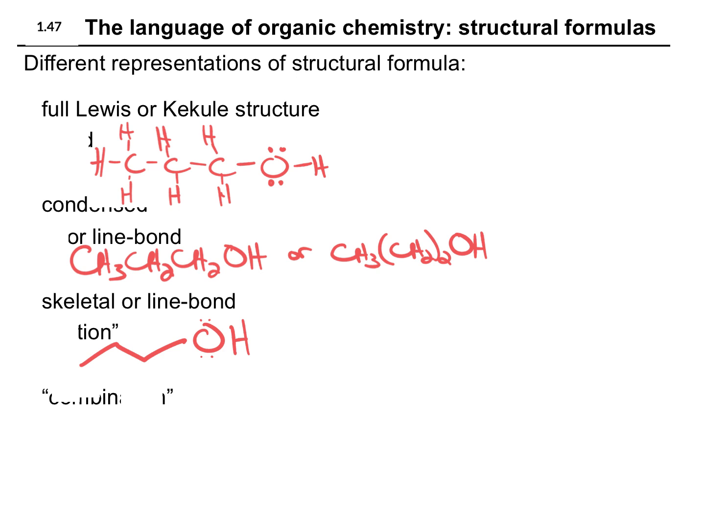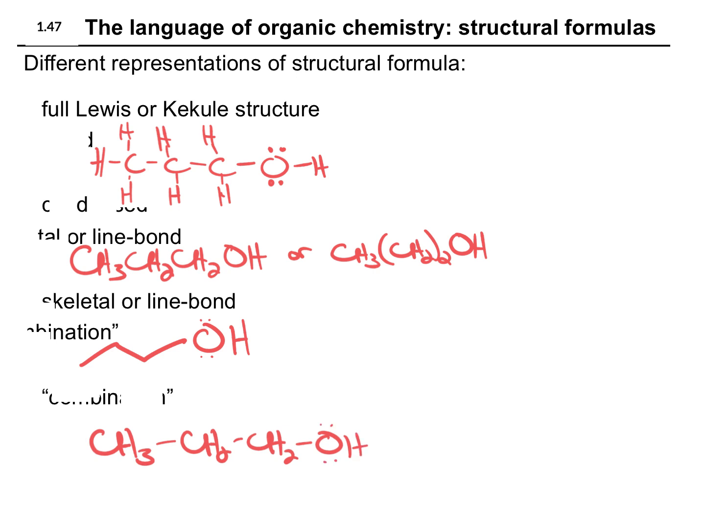Now, another option is kind of a combination. It's somewhere between a condensed and a skeletal structure. In general, I like to use the combination structures. I think of them as kind of a blend between a condensed and a skeletal, but they have more detail than either one of these, but they're less cumbersome to draw than the full Lewis structure. So for this compound, the combination formula would look like this. We have our CH3 connected by a single bond to CH2, single bond to CH2, single bond to OH.